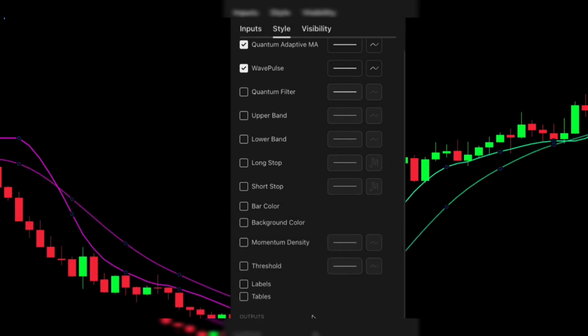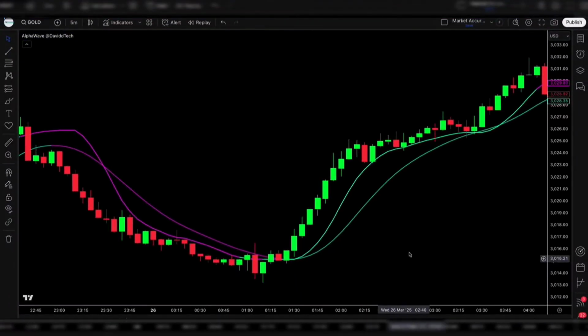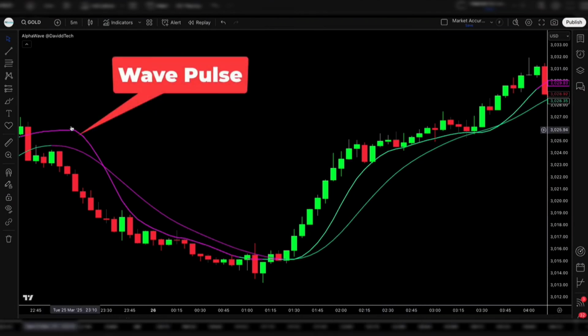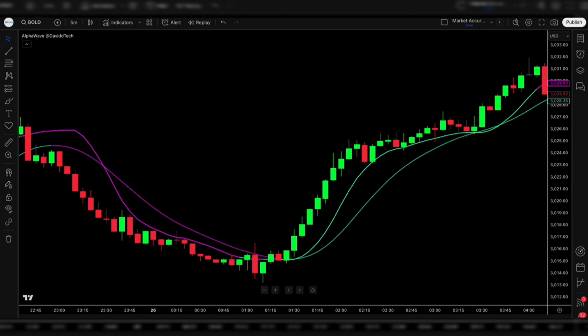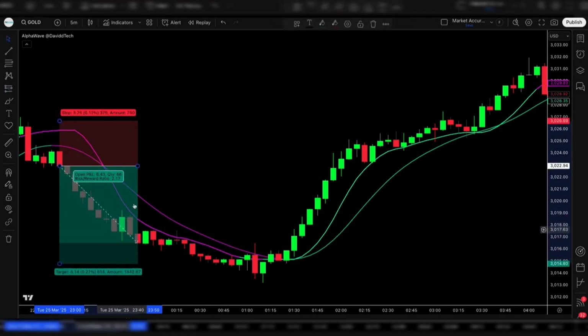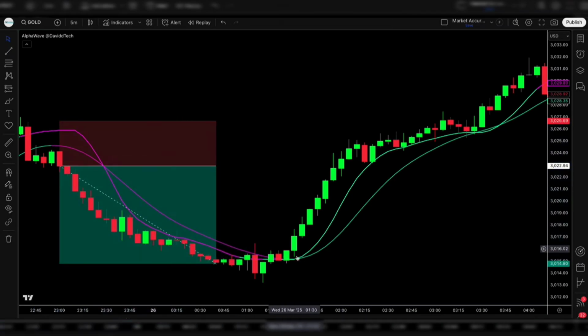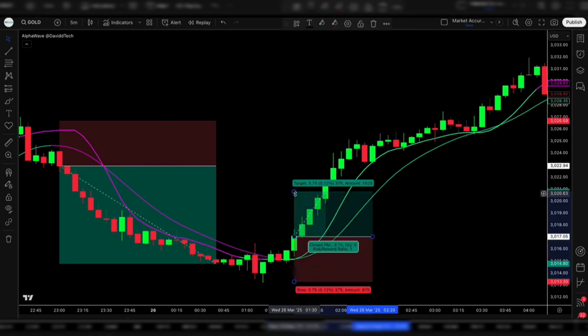After that, click OK. To understand this indicator, this line is called the Wave Pulse line, and this line is called the Quantum Adaptive MA line. When the Alpha Wave System indicator makes the Wave Pulse line and Quantum Adaptive MA line pink, and market price moves below both lines, you will take a sell trade from the bearish candle. And similarly, look further, when the Alpha Wave System indicator makes the Wave Pulse line and Quantum Adaptive MA line green, and market price moves above both lines, you will take a buy trade from the bullish candle.